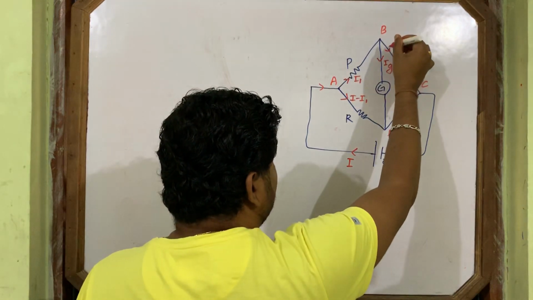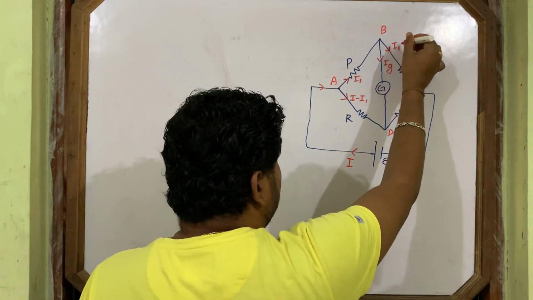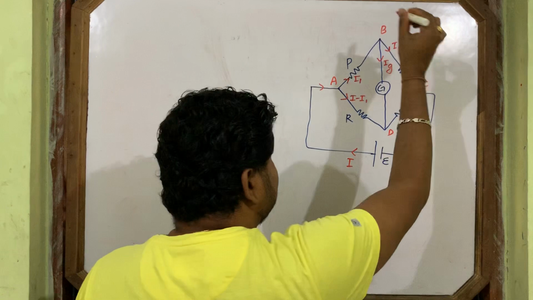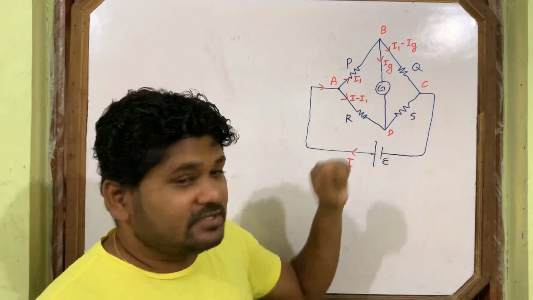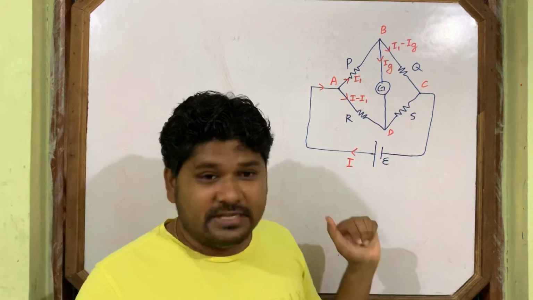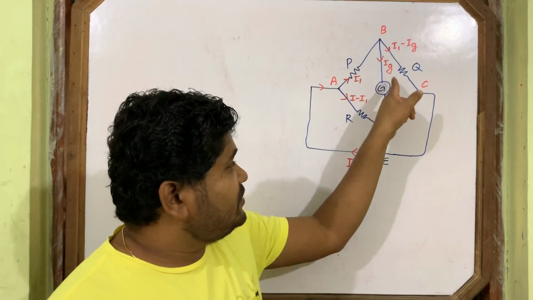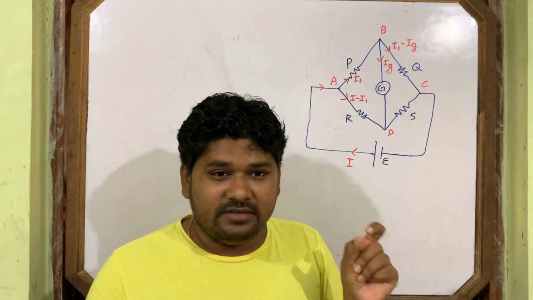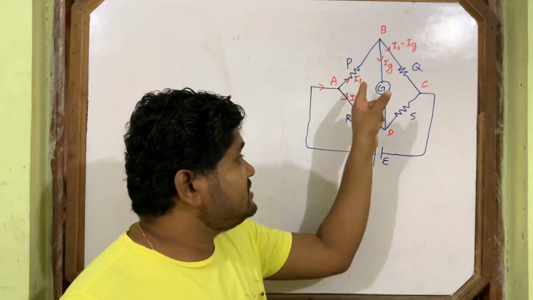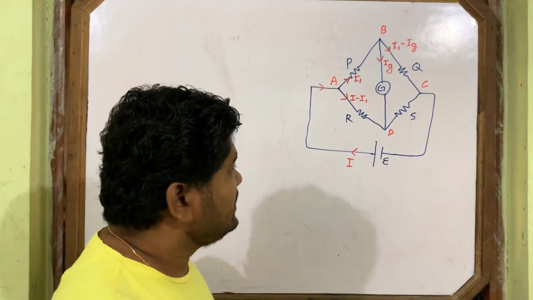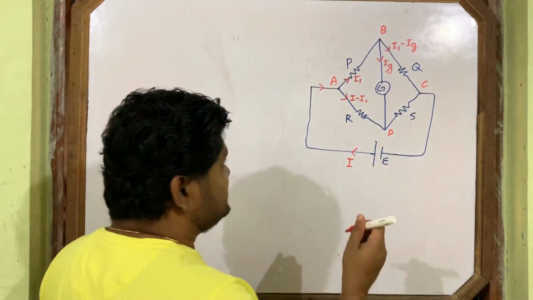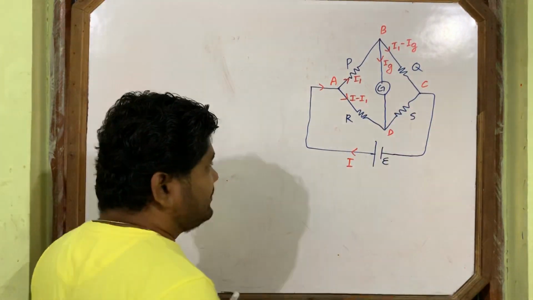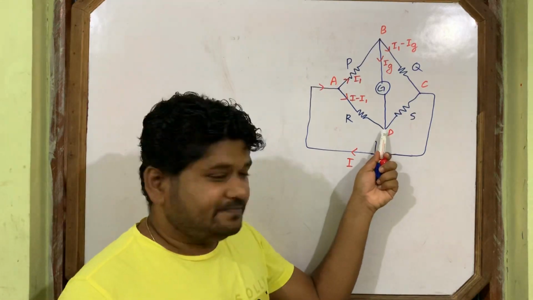So this side the current will go I1 minus IG. Don't be confused about this. I am writing a small g, but the galvanometer resistance is capital G. IG is just a symbol, don't give it more importance. I could write the symbol as capital G, but it is easier to write small g. Then to D. Now see the point D.